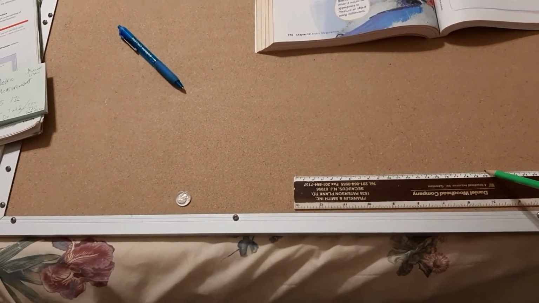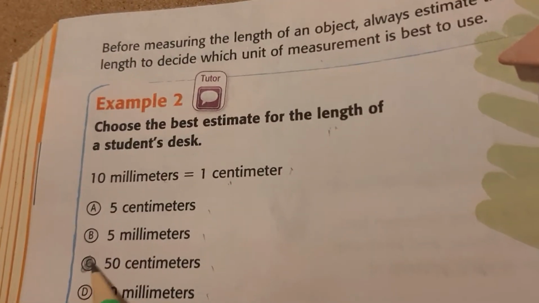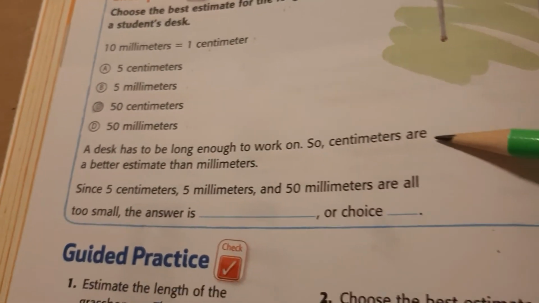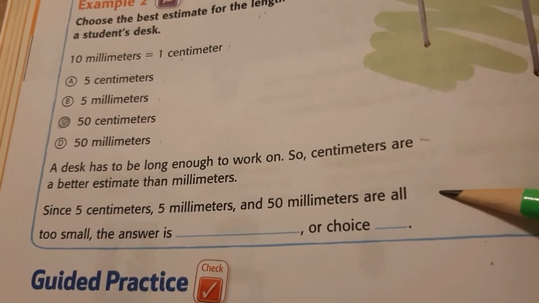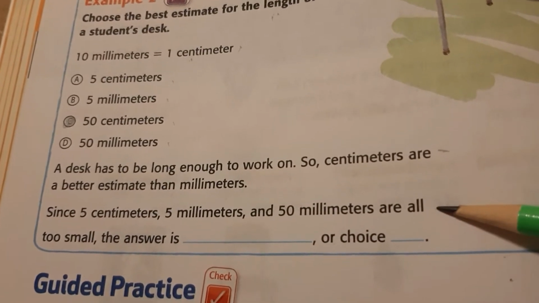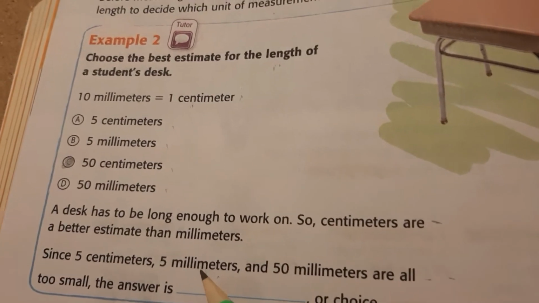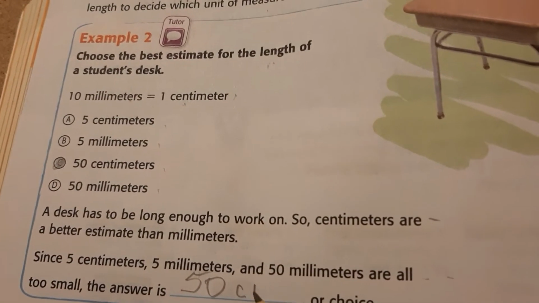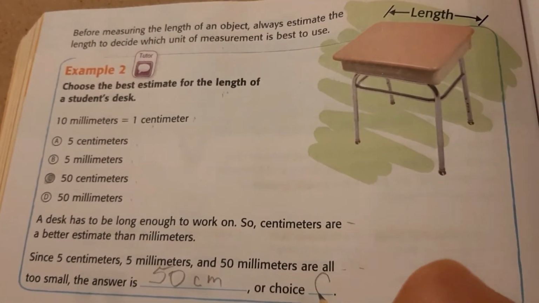So look, from the edge of my board to where my pencil is, would that be about the length of a desk? Well, yes, it would. And so your answer is going to be 50 centimeters. A desk has to be long enough to do work on, so centimeters are a better estimate than millimeters. Since 5 centimeters, 5 millimeters, and 50 millimeters are all too small, the answer is 50 centimeters. I'm going to put that little abbreviation there, or choice C, right?